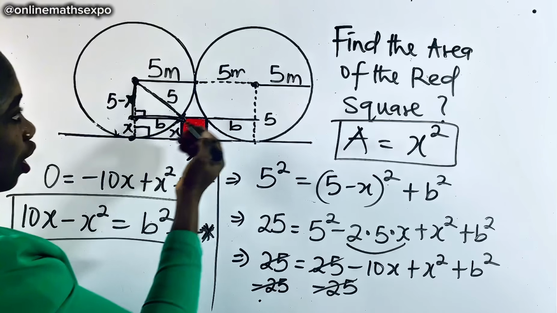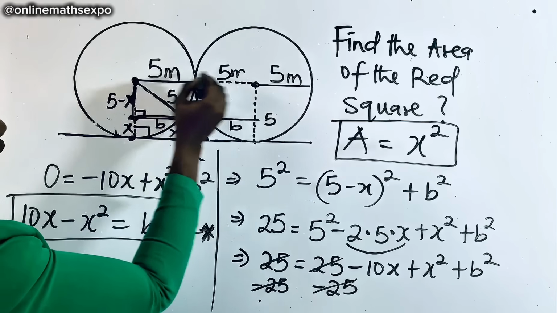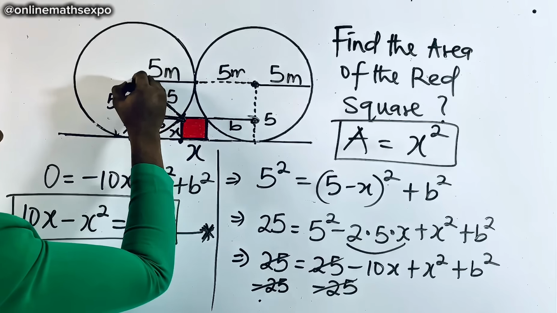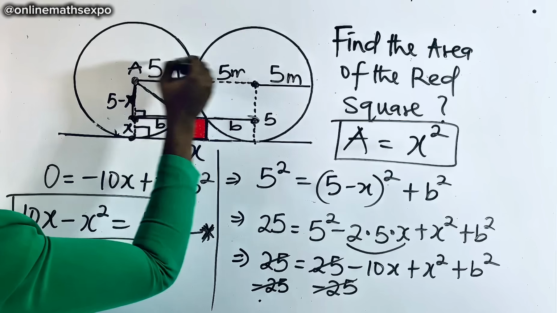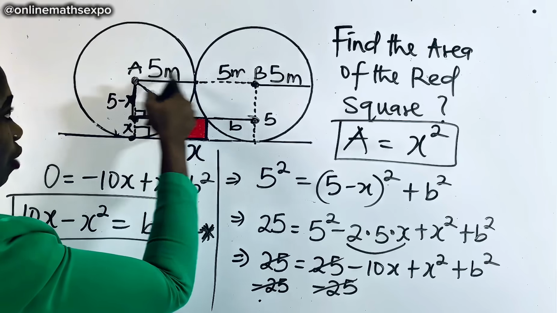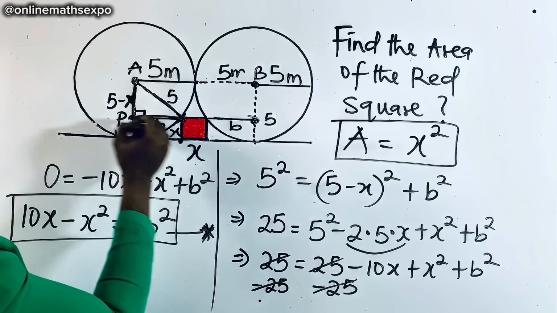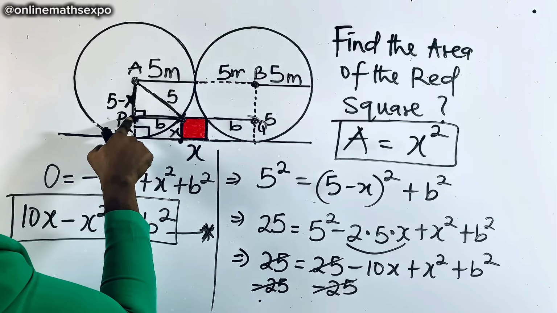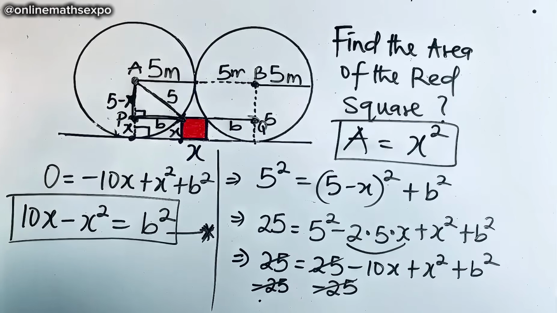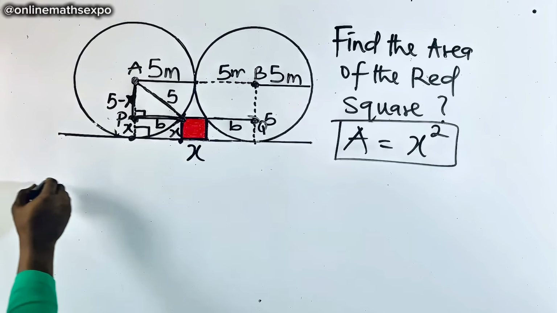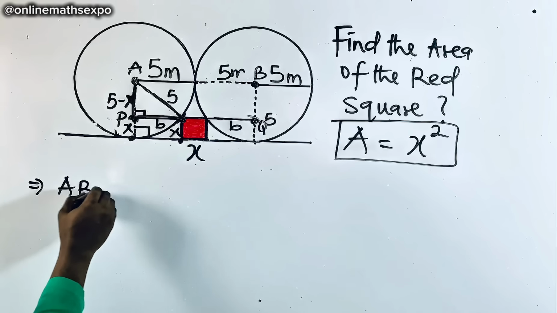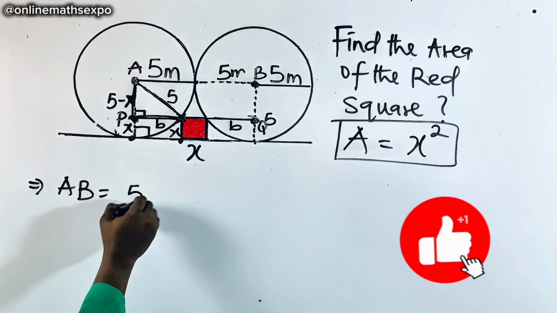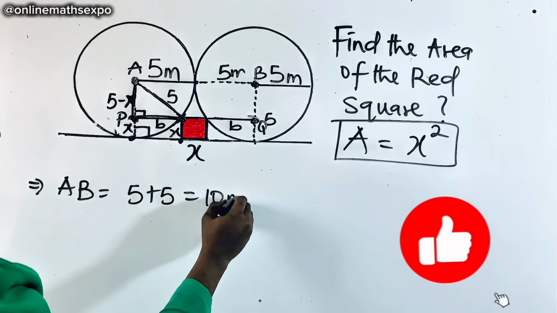And you observe now that this total length here should be equal with this length here. So let's label it. Here is A and here is B. If we label here P and here Q, you can have it that AB is equal to PQ. So let's bring that information out. We now have it that AB is the addition of these two numbers, which is 5 plus 5, and that gives us 10 meters.